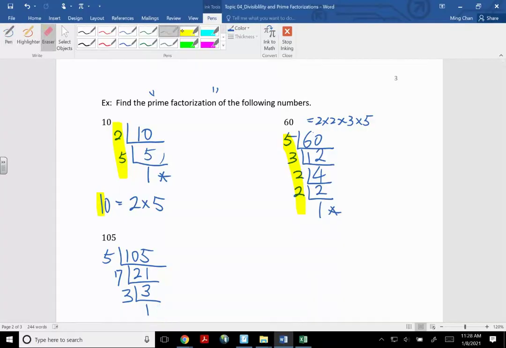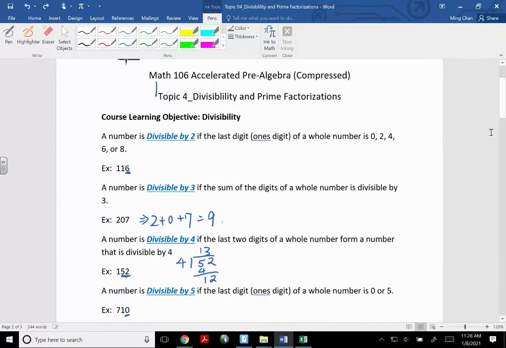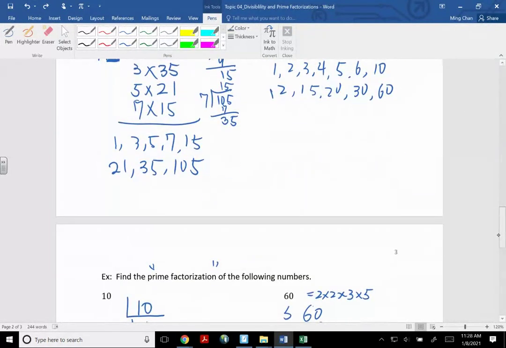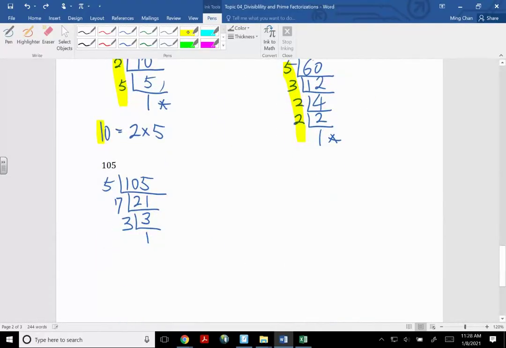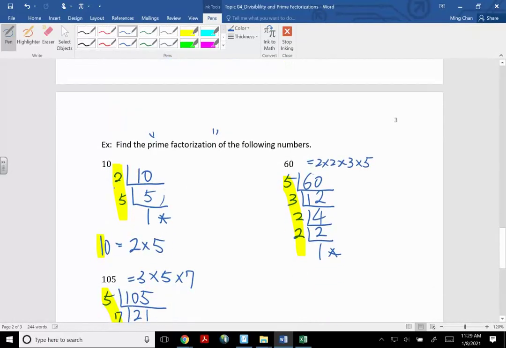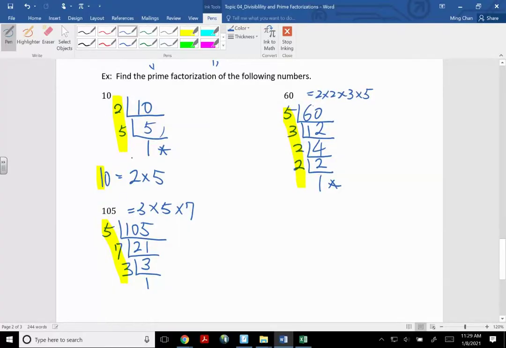All right, so the prime numbers that make up 105, oops, sorry, the prime numbers that make up 105 are going to be 3 times 7. Oh, it's 3 times 5 times 7. Okay, so just real quick, talking about divisibility rules and what we call the prime factorization, the last 3 problems we did are called the prime factorization.